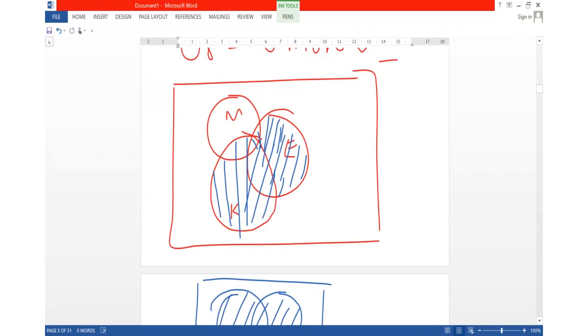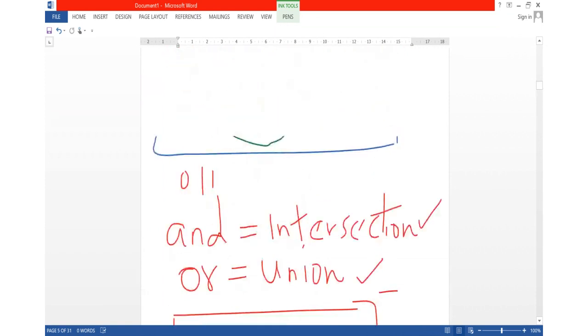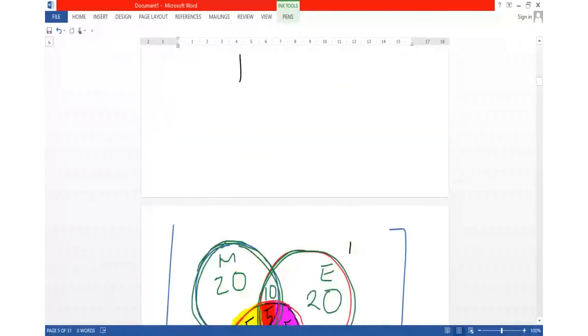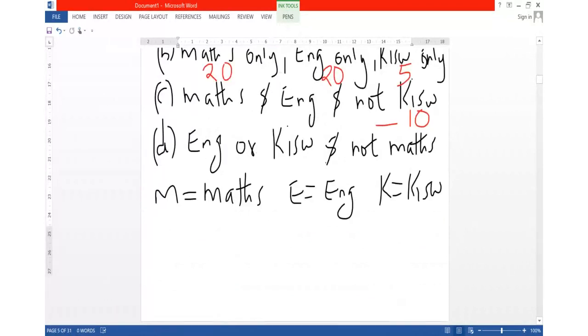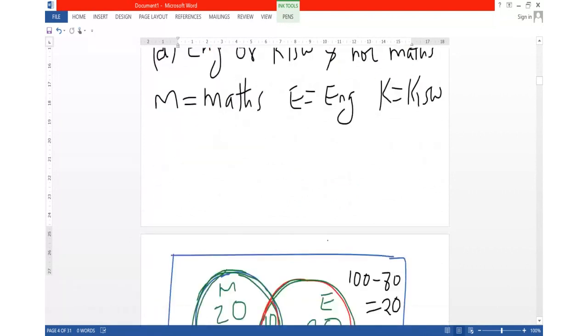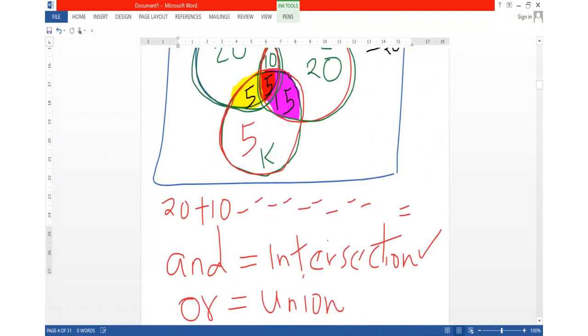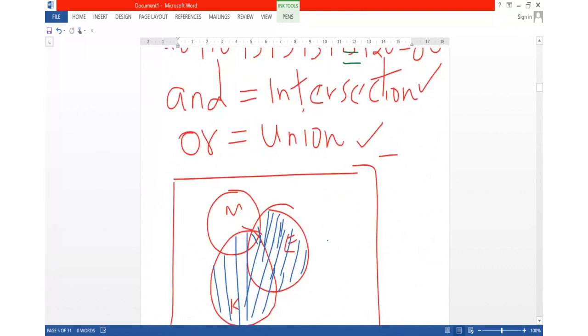But now we go back to the question. We must remove. Go back to the question: English or Kiswahili and not maths. So we need to remove the circle for maths. So we go back here and remove the circle for maths, so you can see the circle for maths. So what are we removing? We are removing the whole of this one.